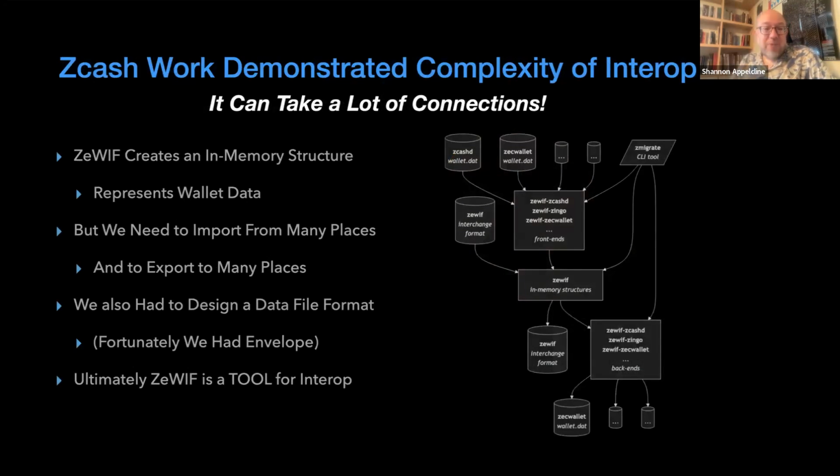So Wolf put together this diagram showing exactly how ZeWIF, our Zcash Extensible Wallet Interchange Format, works. And you can see right in the middle, we have the in-memory structures. That's kind of the heart of it, which is the way that we store this interchangeable data. But we have to be able to support it coming in from a lot of different wallets. We have to support it going out to a lot of different wallets. And also, we needed our own Gordian Envelope-based file format, which is the ZeWIF interchange format. So you can see that there can be a lot of complexity in the interoperability, but it can create all the advantages that we've seen.